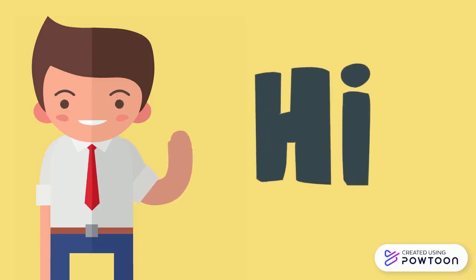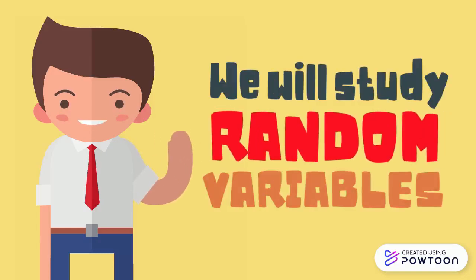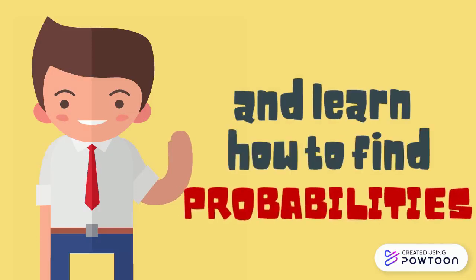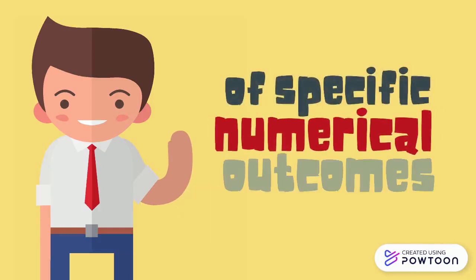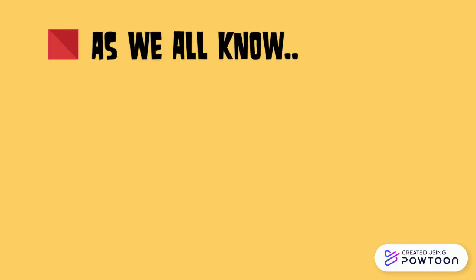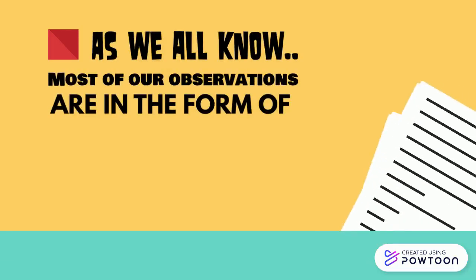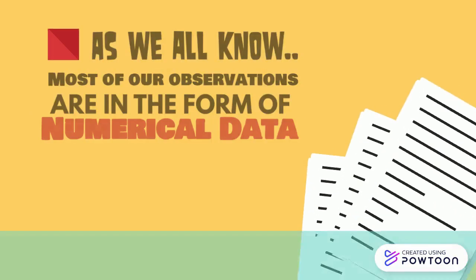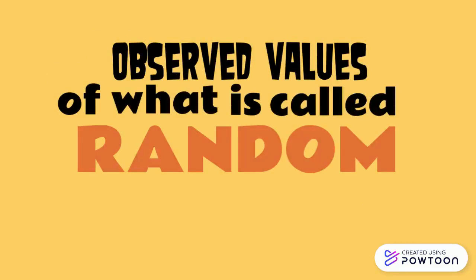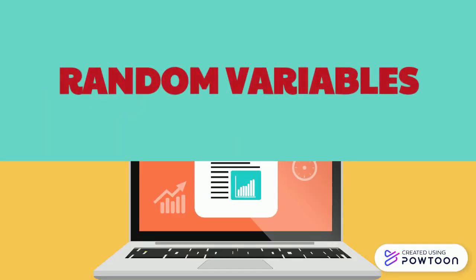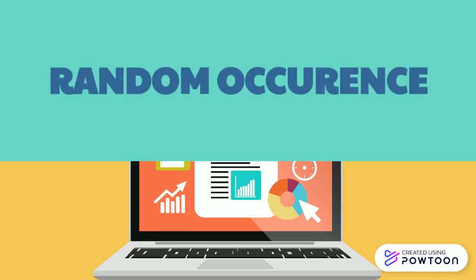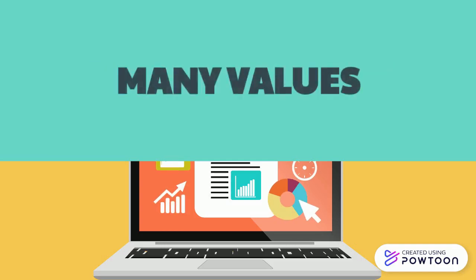Hi! In this video, we will study random variables and learn how to find probabilities of specific numerical outcomes. As we all know, most of our observations are in the form of numerical data that are the observed values of what is called random variables. Random variables are used to quantify outcomes of a random occurrence and therefore can take on many values.